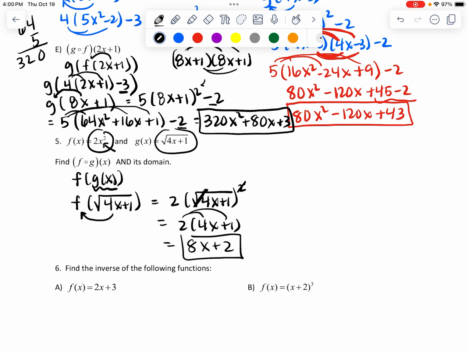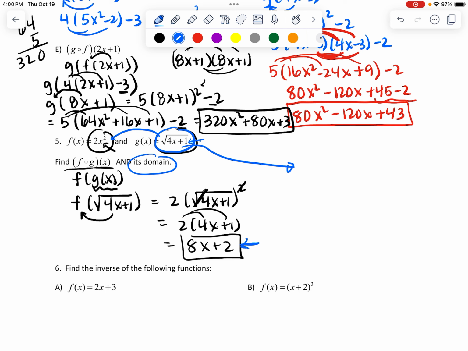Okay, now you guys, that's the answer for this, find f of g of x. Now the next part of this problem is find its domain. And a lot of people will go, hey, the domain's all real numbers, but it's not, because remember, this square root of 4x plus 1 got plugged into that x, so I have to look at the domain of this function, okay? Whatever the domain this square root has is going to follow the whole equation all the way up to the very end here.